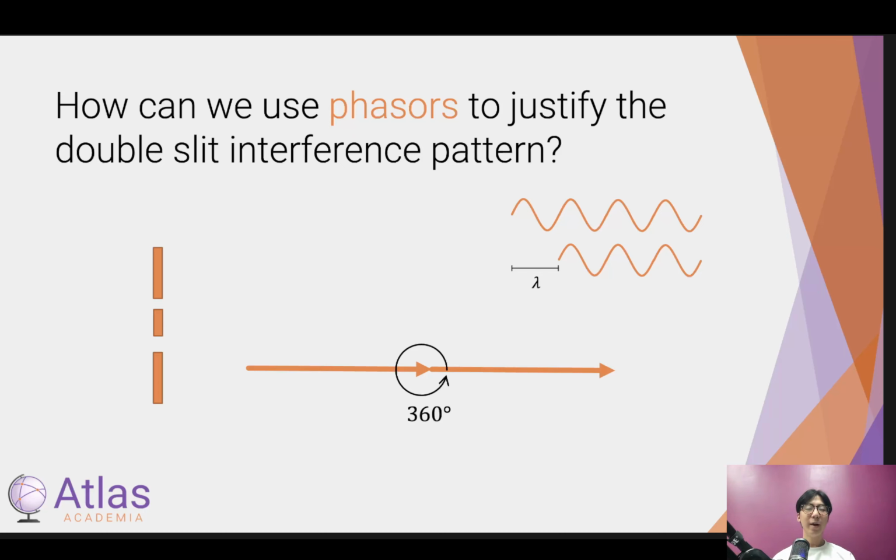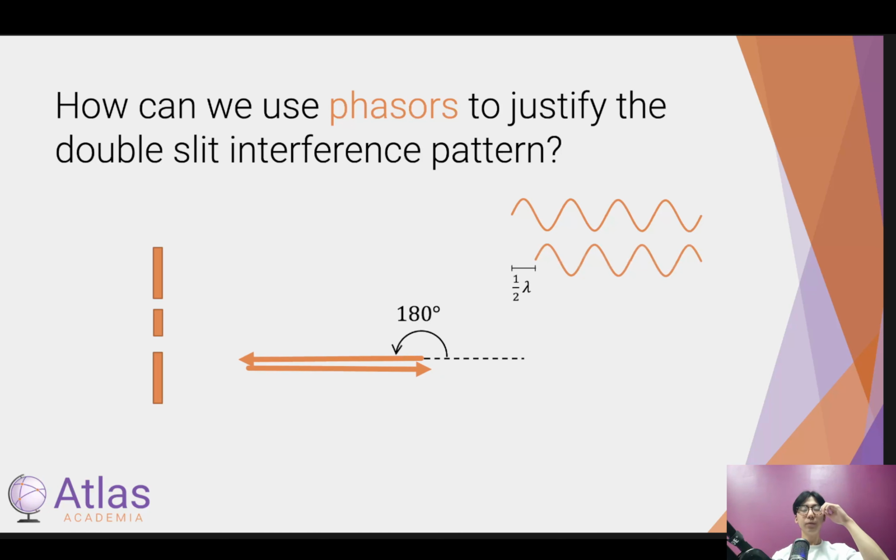Okay, what about the first order minimum? Well, we know that this occurs when the waves are perfectly out of phase, which is a phase shift of 180 degrees. In other words, if the second phasor is rotated 180 degrees to the first, you should expect destructive interference. And with the phasors, this kind of just makes sense. If you add two vectors in this way, they should perfectly cancel out.